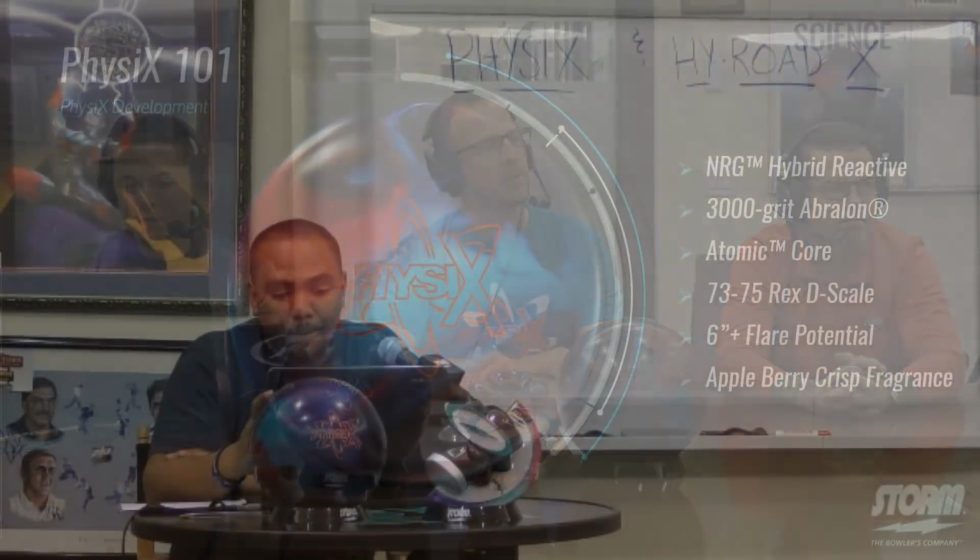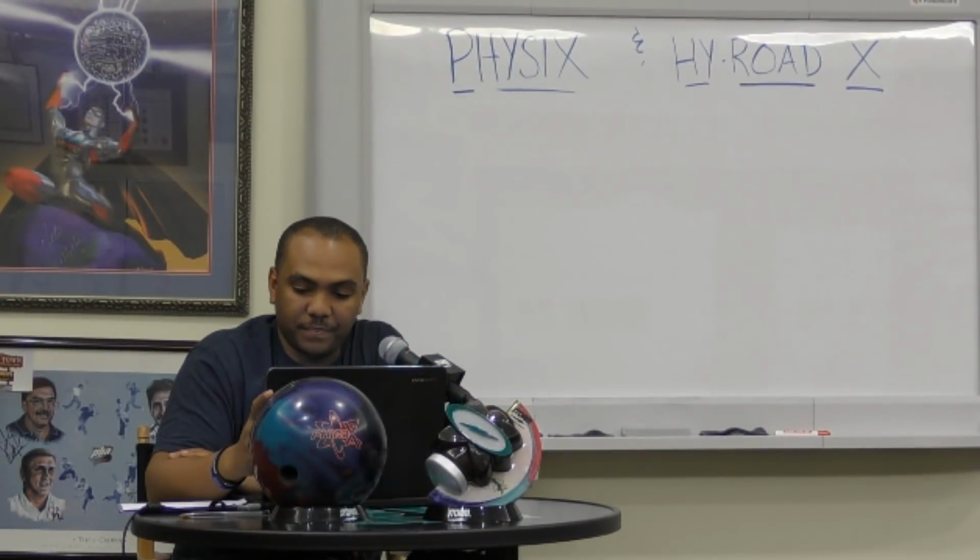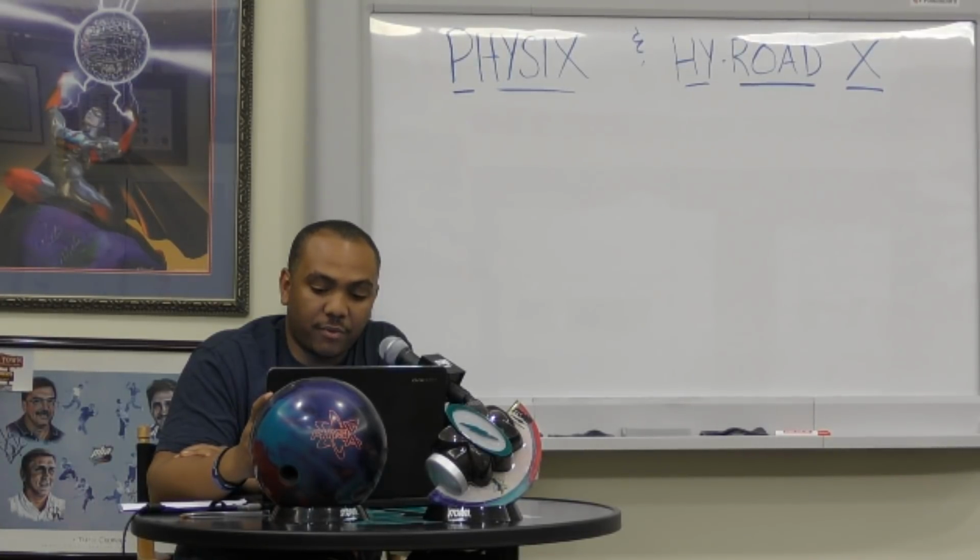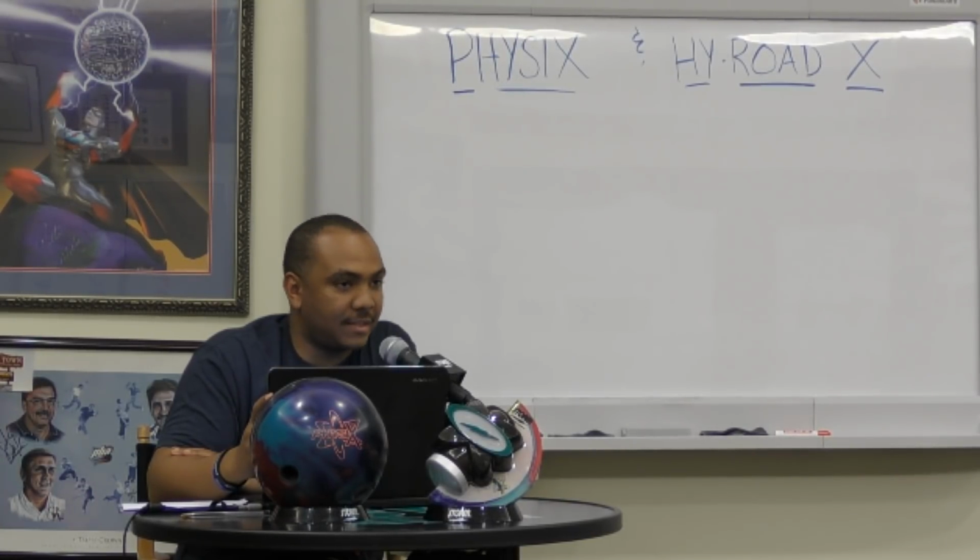So we have Scott Long here. Do you guys recommend a certain amount of rev rate and/or axis rotation for a layout for a 2-inch pin or less?